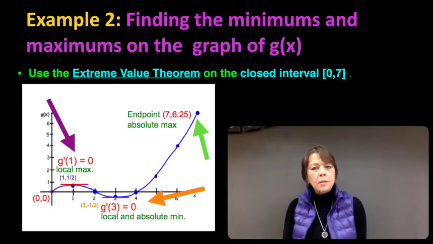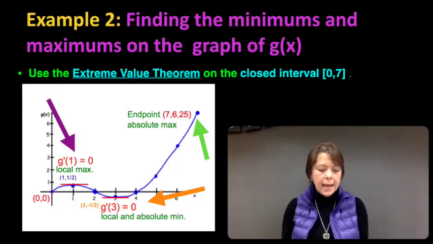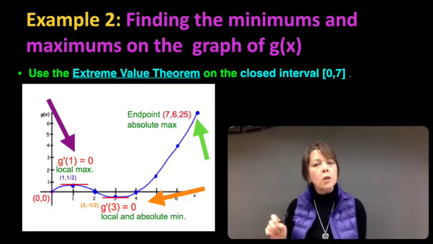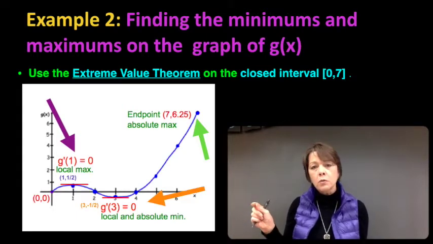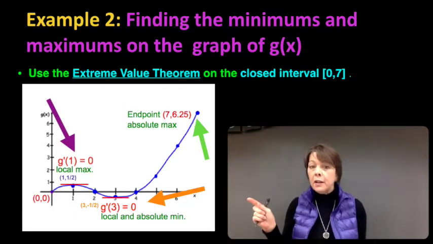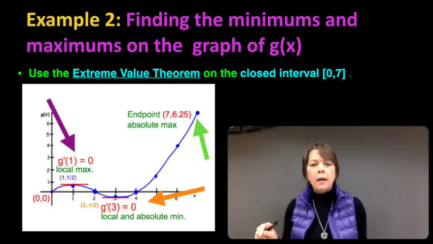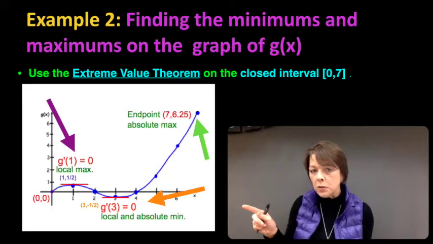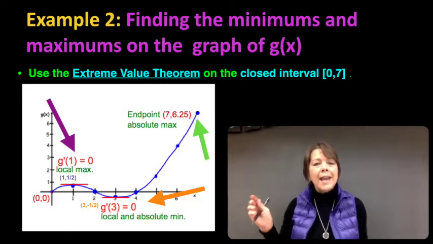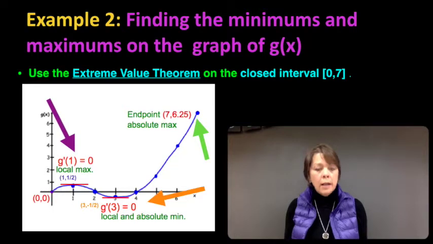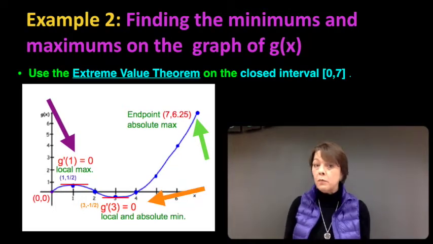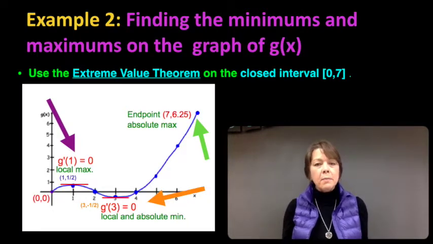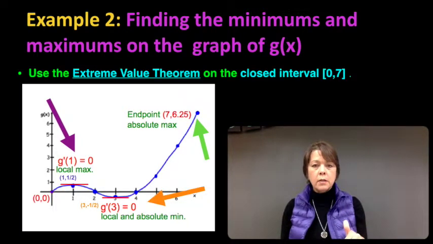And in this case, you're seeing that you have a local minimum at x is equal to 3, and that local minimum value is -1/2. You have a local maximum value at x is equal to 1, and that value is 1/2. And then you have an absolute maximum value at x equal to 7, and the value is 6.25. And then you have an absolute minimum, which is also a local, at x is equal to 3, and that is -1/2.